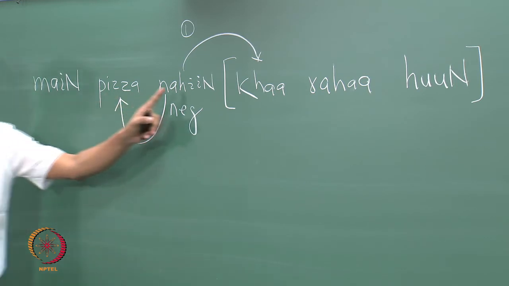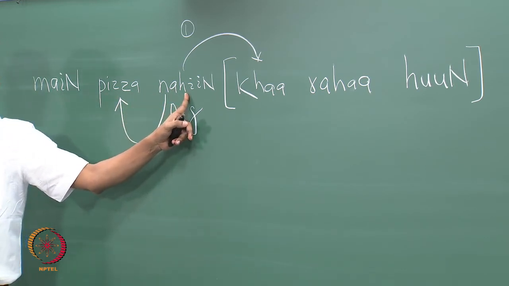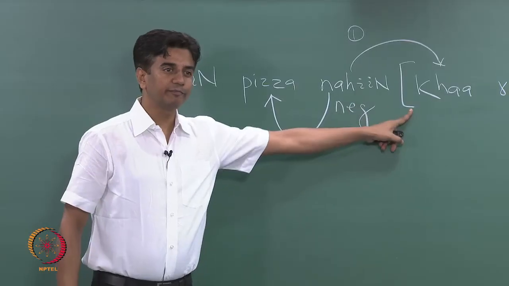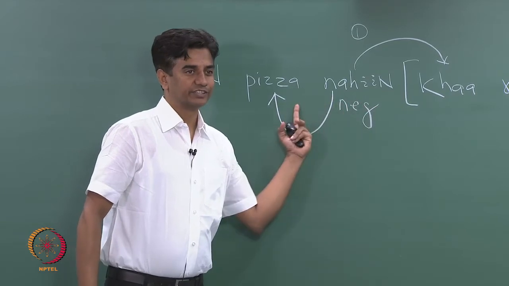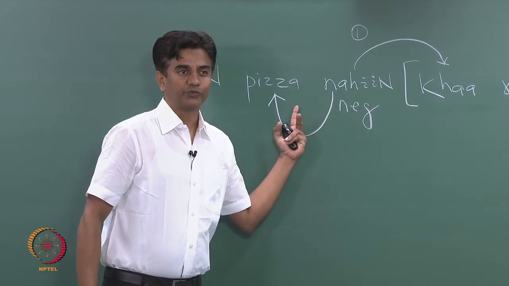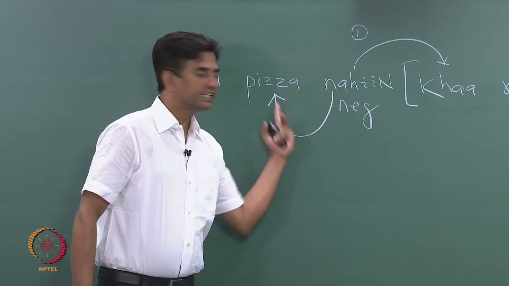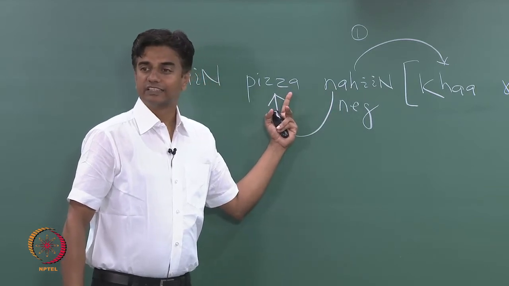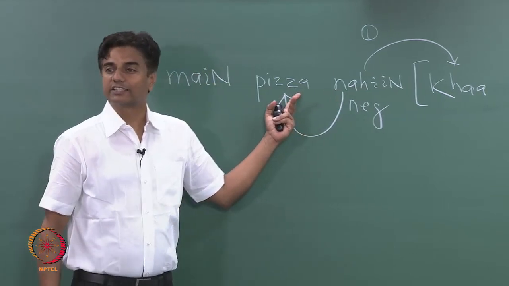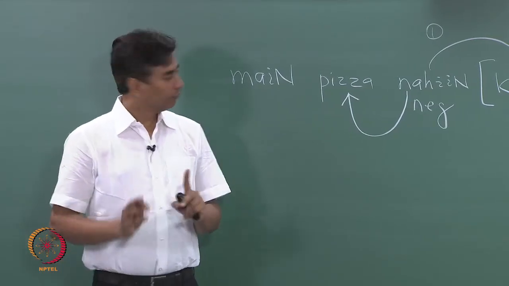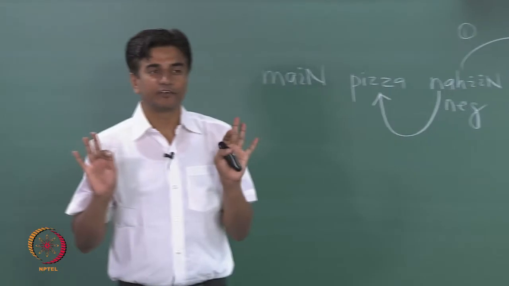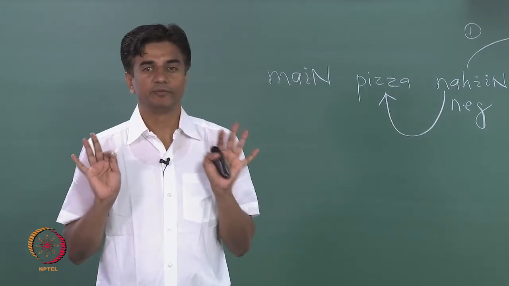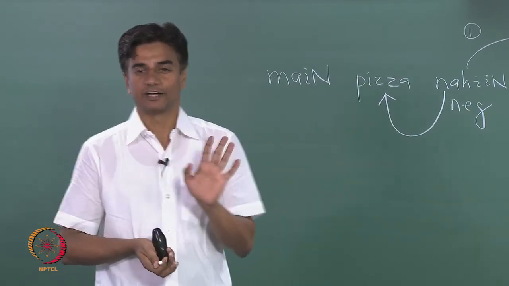So, by virtue of being here, which is not only before the verb, but around the object too, it might negate the object as well. When it is negating the object, then the meaning is different. Meaning is not sentential negation. The meaning is, main pizza nahi kha raha hun.